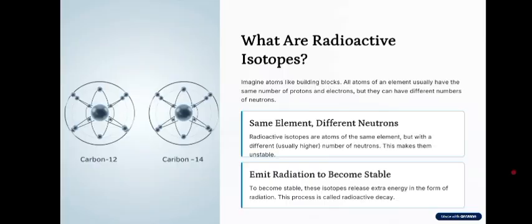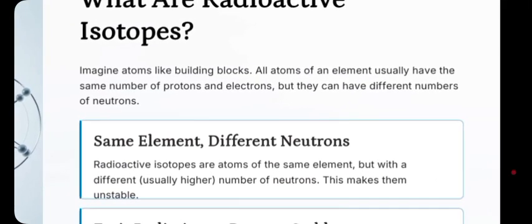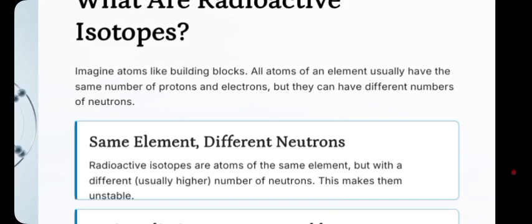So, what are radioactive isotopes? Imagine atoms are building blocks. All atoms of an element usually have the same number of protons and electrons. We have already discussed in previous lessons that they can have a different number of neutrons. We call them isotopes.